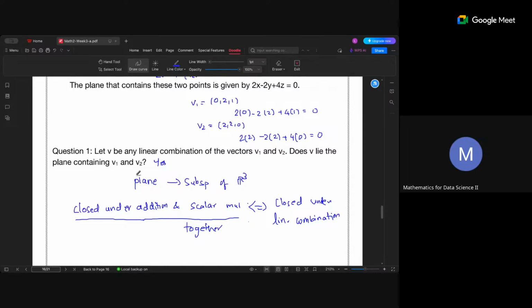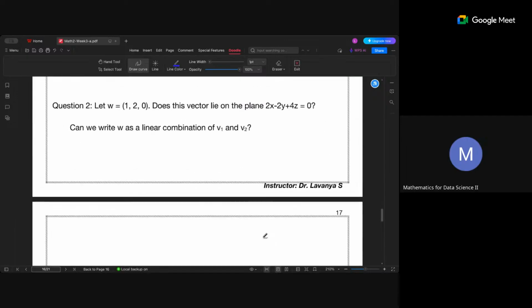So is this question clear? Why the answer is yes? Is it clear for everyone? Good. Let W equal to (1, 2, 0). Does this vector belong to this plane? Just check. 2 times 1 minus 2 times 2 plus 4 times 0. What is that? Minus 4. So it means W does not belong to the plane.